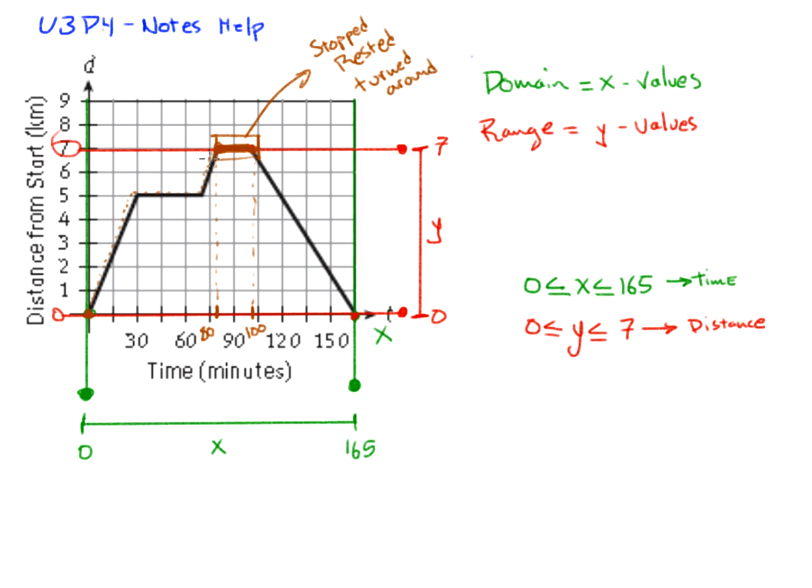Now you can tell a few more things. What's the difference between 80 and 100? Well, that's 20 minutes. So you know that they rested for 20 minutes. And when did they turn around? Well, both of these things happen at mile or kilometer 7. So they turned around at 7 kilometers.